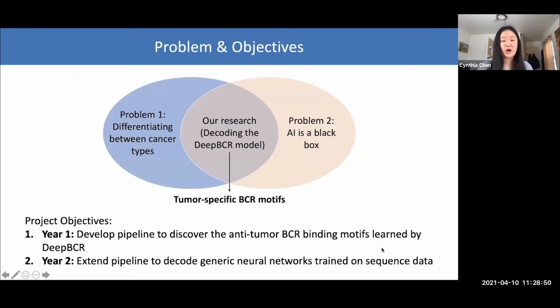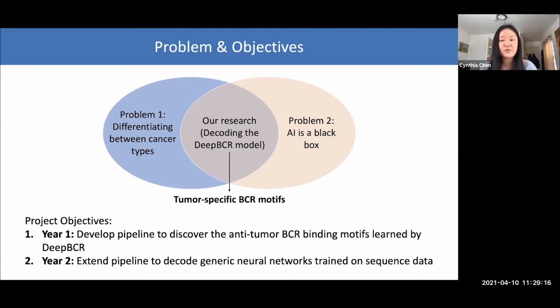So far I've presented two problems. The first was how can we genetically differentiate between various cancer types? And the second is how can we develop methods to better understand artificial intelligence and deep learning models? And so my research lies at the intersection of these two problems. Namely, by decoding the DPCR model, we're able to identify these tumor-specific patterns that will allow us to create more targeted and specific cancer medicines.